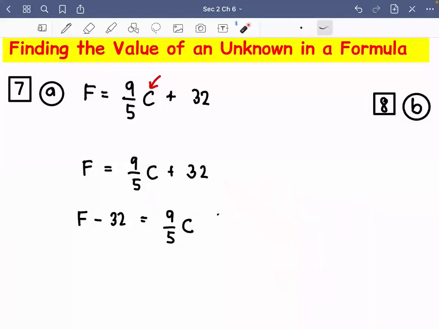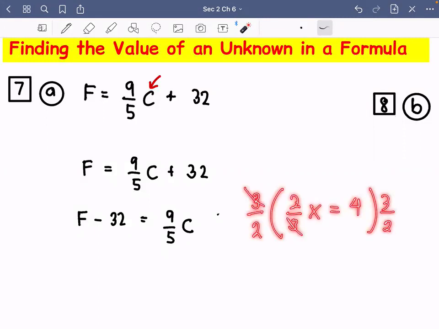Same with here. For example, let me have another one. 2/3 of x is equal to 4. How do you get rid of 2/3? Basically, you multiply this by the reciprocal of 2/3, so that's 3 over 2. Why 3 over 2? So we can cancel out this and this one, and we don't have the fraction anymore. So x is equal to 6.